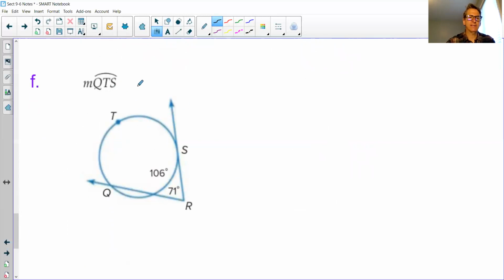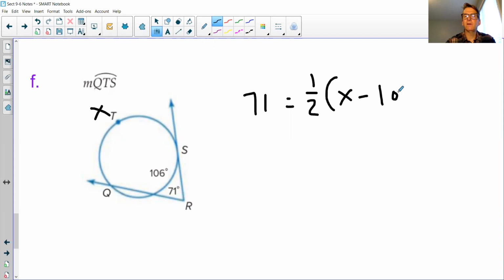measure of QTS. Okay, so we know the angle measure is 71, so you already know that. So we know the angle measure, and that's equal to 1/2. We're going to call this arc, the one we're looking for, QTS, X. So 1/2 times the X minus the 106 will get you that measure of 71. So you're given the outside angle, 71.